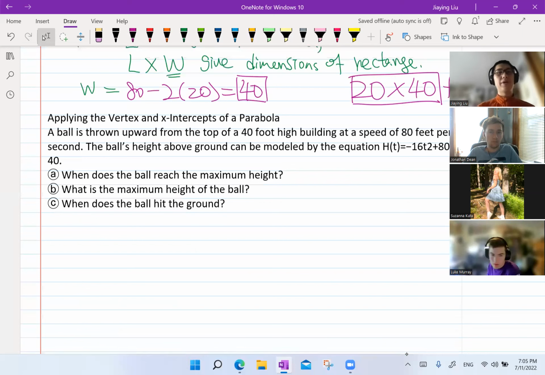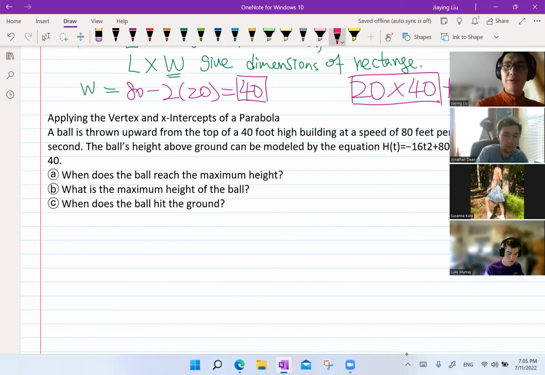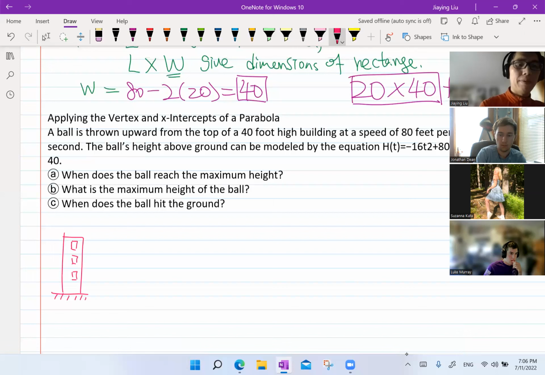So the next example is about a ball thrown upwards. A ball is thrown upward from the top of a 40 feet high building at a speed of 80 feet per second. So somewhere at the top of this building, a ball is being thrown upwards at a speed of 80 feet per second. And let's see, going up is a positive direction and going down is a negative direction.